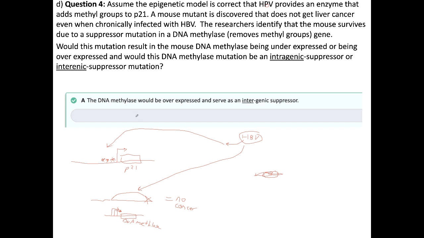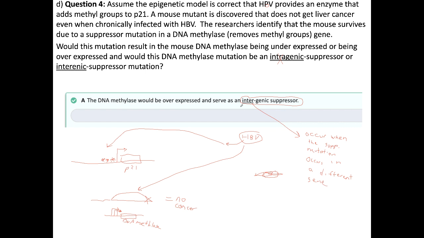So the correct answer here, after all that explanation, is that the DNA methylase gene here would be overexpressed, as I said down here, and then over here I say that it is an intergenic suppressor as opposed to an intragenic. So why is it an intergenic suppressor and not an intragenic? Remember, intergenic suppressors occur when the suppressor mutation occurs in a different gene. So here, P21 is the gene that's causing the cancer, and the suppressor mutation is in a different gene, the DNA methylase gene. So since they're in different genes, we call them intergenic.